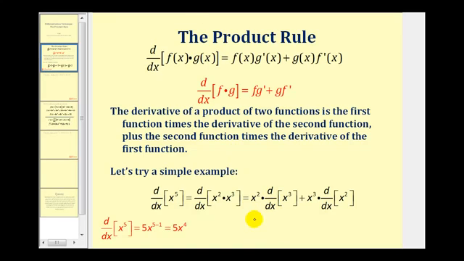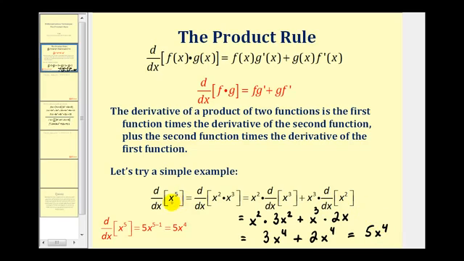So here we'd have x squared times the derivative of x cubed, which would be 3x squared, plus x to the third times the derivative of x to the second, which would just be 2x. Well, this would be 3x to the fourth plus 2x to the fourth, which does have a sum of 5x to the fourth.